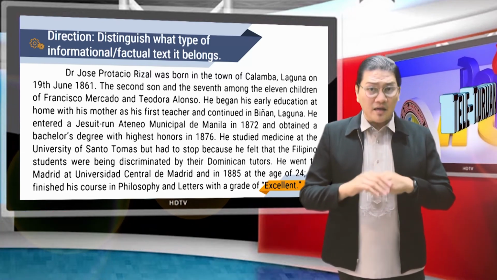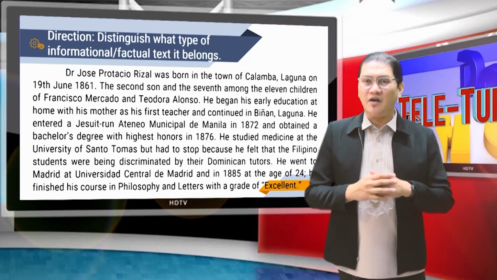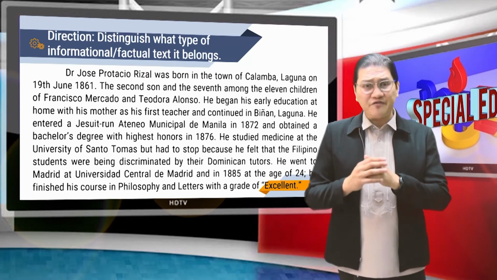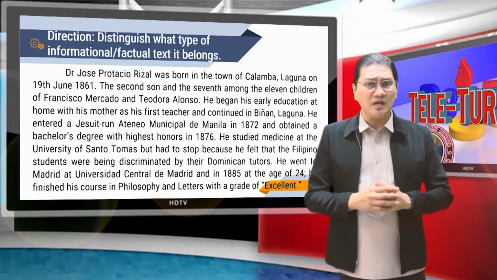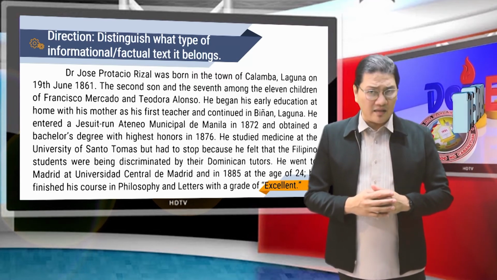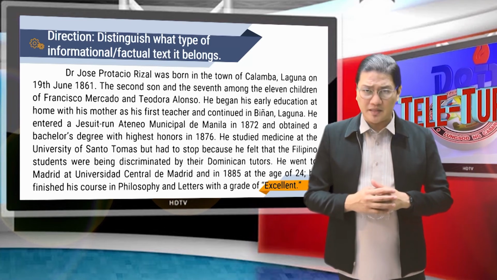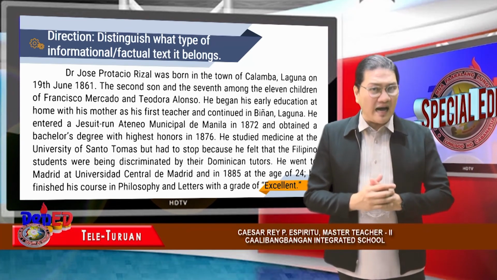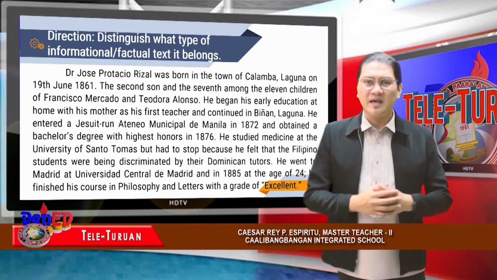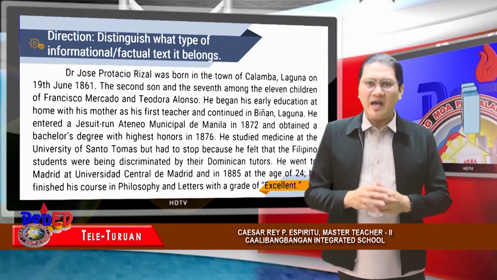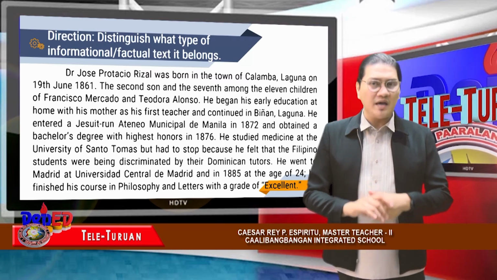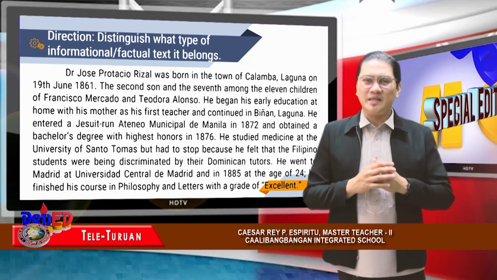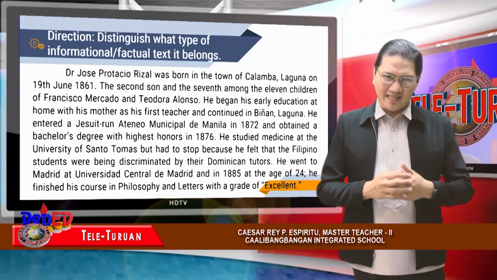He studied medicine at the University of Santo Tomas but had to stop because he felt that the Filipino students were being discriminated by their Dominican tutors. He went to Madrid to Universidad Central de Madrid, and in 1885, at the age of 24, he finished his course in philosophy and letters with a grade of excellent.